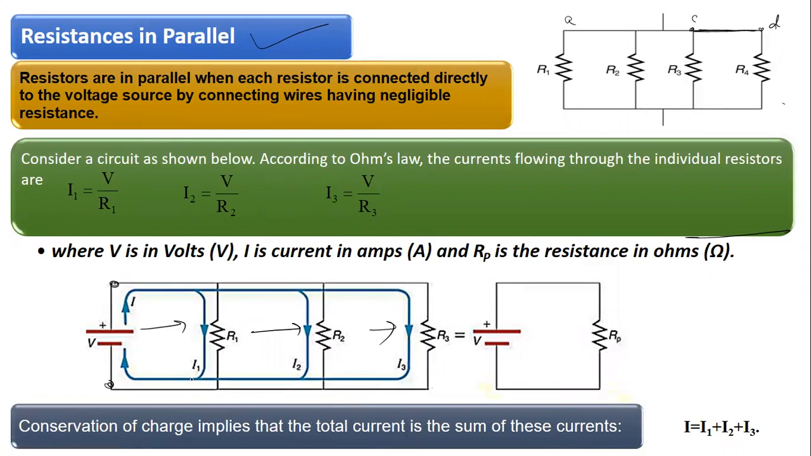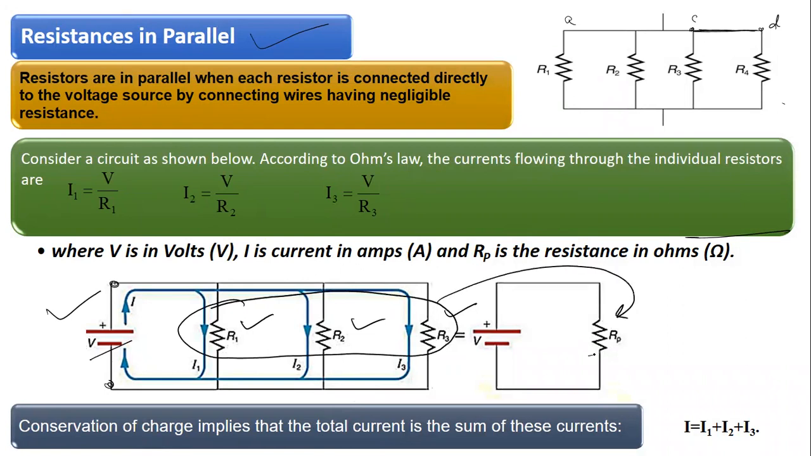That is the purpose. So let us consider one circuit here. In this circuit you have a voltage source and resistances R1, R2, R3 which are connected in parallel to one another. You can replace all these three resistances with a single resistance Rp, where p indicates parallel.